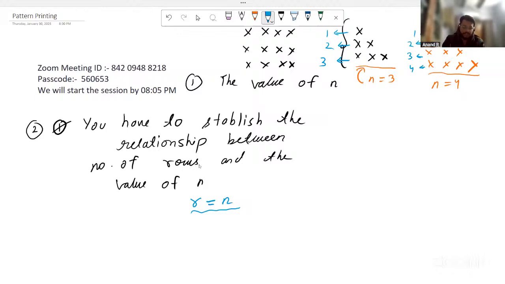Now let's say you have to print something of this sort. How you will print it is a different matter, and we'll definitely discuss that. But as of now, we are learning how to establish the relationship. So if any problem statement based on pattern printing is given to you, the first thing to do is establish the relationship between the rows and the value of n. Of course, in our upcoming session, you will also learn how to print this.